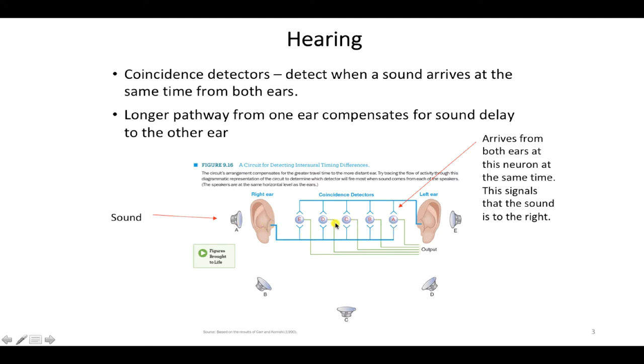Now what happens if the input arrives in the middle at neuron C at the same exact time? That means it's the same time to come from the left ear as coming from the right ear. And that tells us that the sound source is directly in the middle.